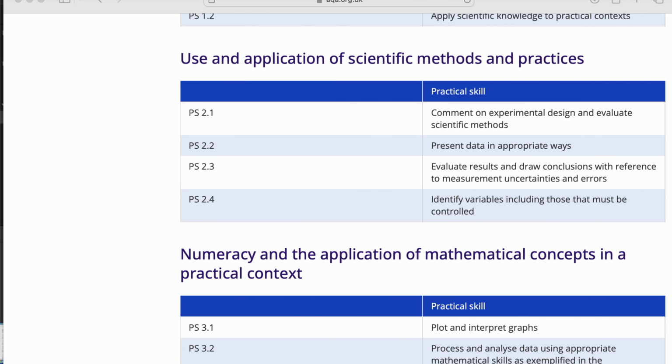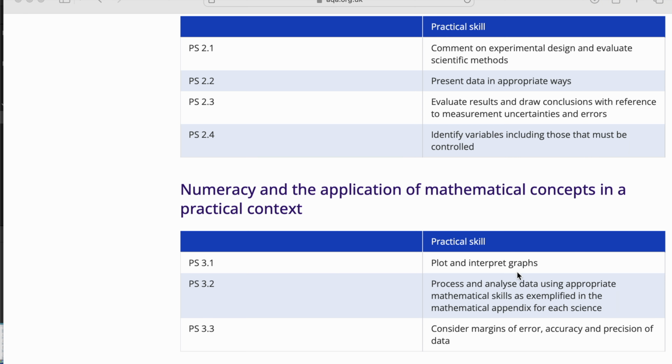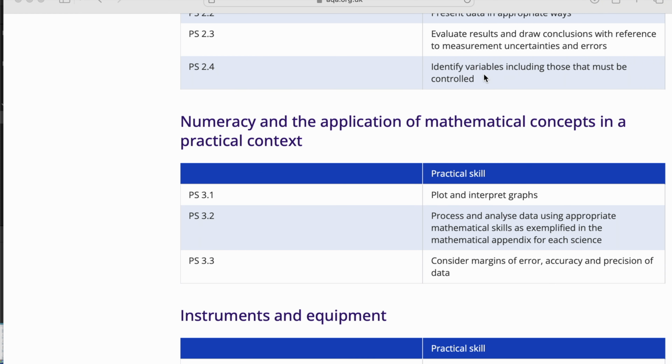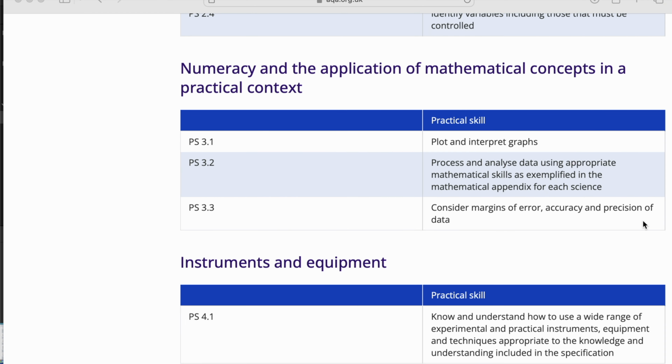And this is shown here if you scroll down, use of application of scientific methods and practices. So presenting the data, being able to draw graphs, labelling your axes, using the correct scales, titles, etc. Identifying variables, so you need to know your control variable, independent variable, dependent variables. And again, plotting and interpreting graphs, considering margins of error, accuracy and precision. Learn the difference between accuracy and precision. Put that on a flashcard and keep it in your head. So that's the main thing to be looking at for practicals.